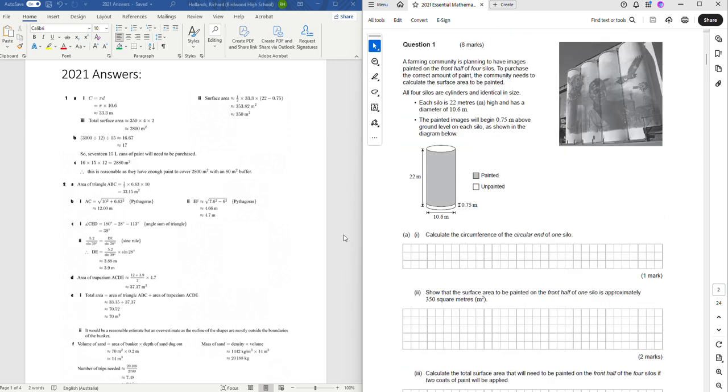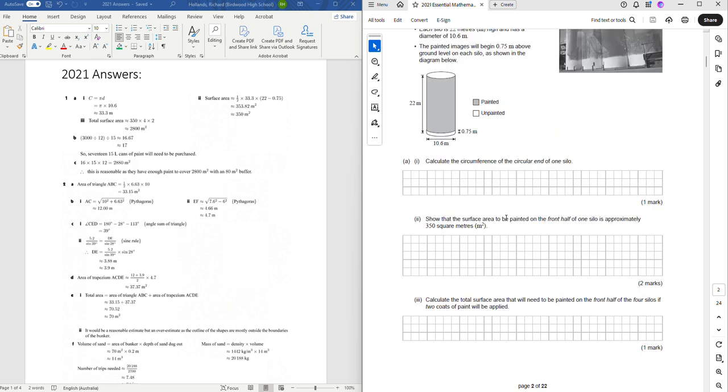So the first question here was just asking you to calculate the circumference of the circular end of one silo. So it's just asking you for this. A lot of us just went 2 pi r and we got it right. That was one that I'd say everyone got right. It's a pretty straightforward one to do. So that was 5.3 times 2 times pi.